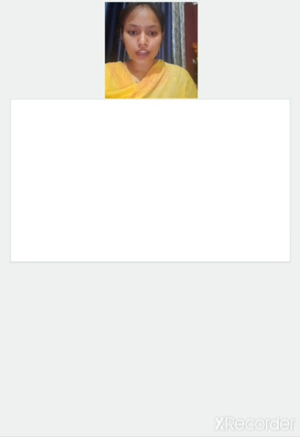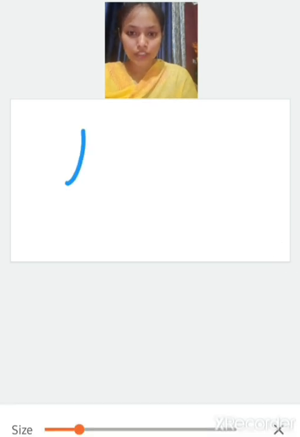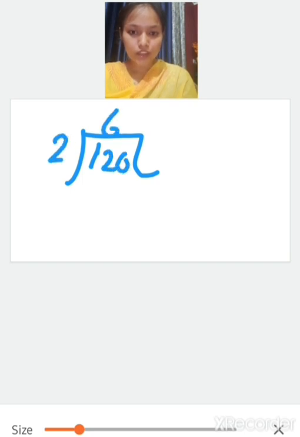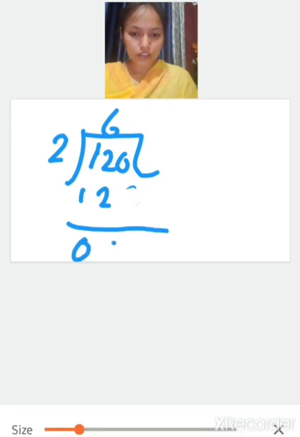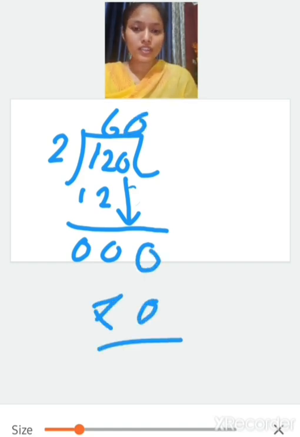Now here I'll do it. If I'm doing the simple division, it will be like this. 120 divided by 2, it will be 2 6 are 12 and the 0 comes here. So 0 here, 60. So it is 60.